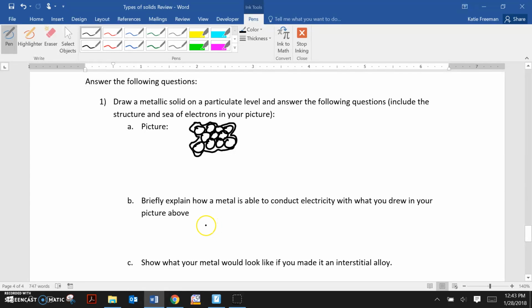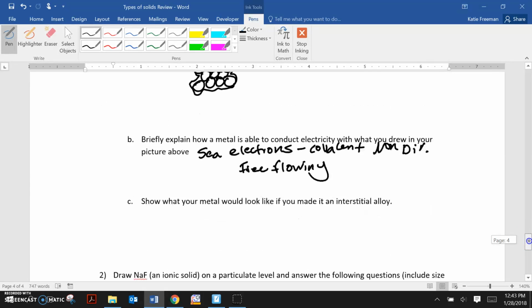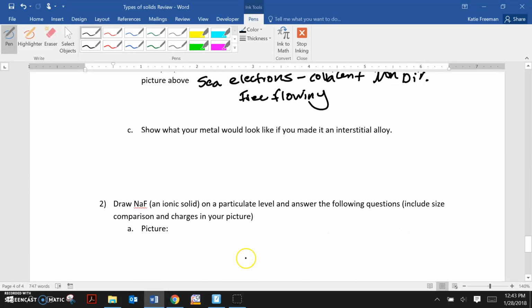Okay, from there, explain how the metal is able to conduct electricity with what you drew in your picture. So what is it about metals that allows them to be able to conduct electricity? It's that sea of electrons, and the fact that those electrons are non-directionally covalently, whatever you want to say, bonded, which means the electrons are free-flowing within the structure, which is what allows for electricity to be able to exist, is the electron's ability to flow.